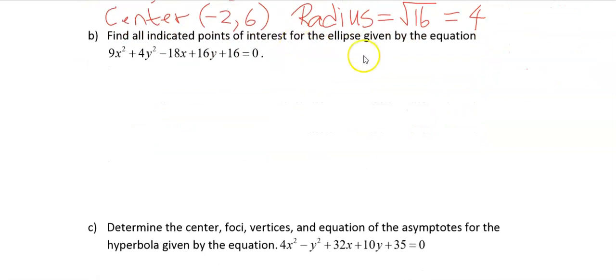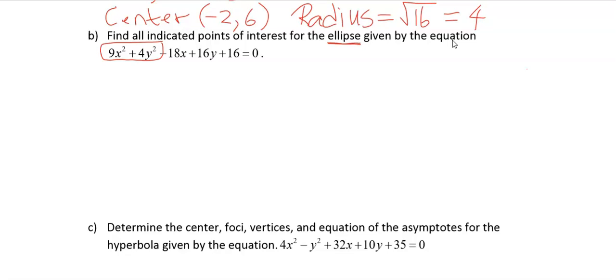Let's look at B. B says find all indicated points of interest for the ellipse given by the equation. First of all, they didn't have to tell us it was an ellipse. We should have been able to figure that out just by looking at the two terms there in front. X is squared, y is squared. They're added together, but the coefficients are different, and that's why I know it's an ellipse. Now, when they say all indicated points of interest, that would be things like the vertices, the co-vertices, the foci, the center, all those things, right?